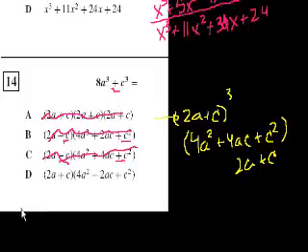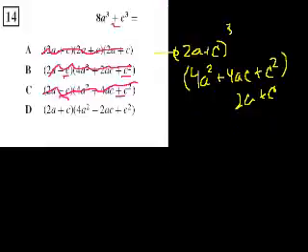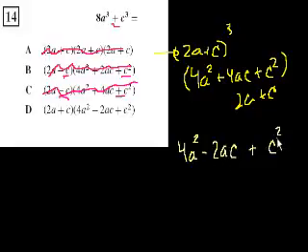So just by deductive reasoning, I can say it's probably choice D, but I'm going to prove it to you since we're here to learn, not to just answer things correctly. So if I were to multiply those two numbers, I have 4a squared minus 2ac plus c squared, and I'm multiplying that times 2a plus c.